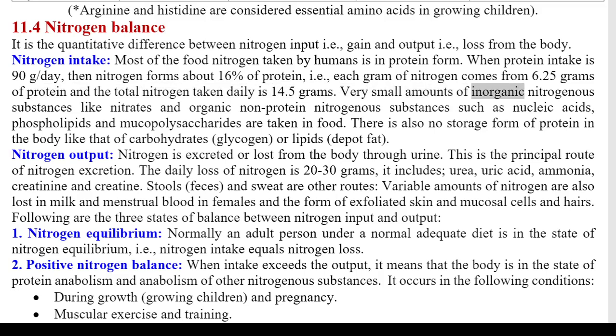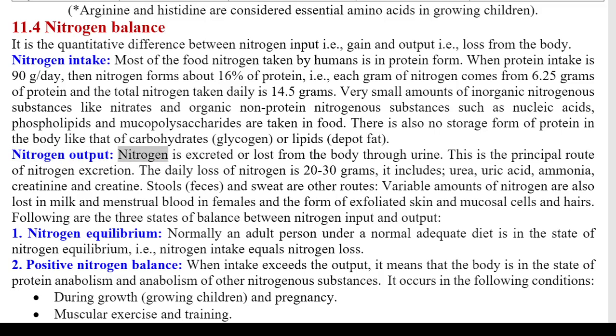Very small amounts of inorganic nitrogenous substances like nitrates and organic non-protein nitrogenous substances such as nucleic acids, phospholipids, and mucopolysaccharides are taken in food. There is also no storage form of protein in the body like that of carbohydrates, glycogen, or lipids, depot fat.